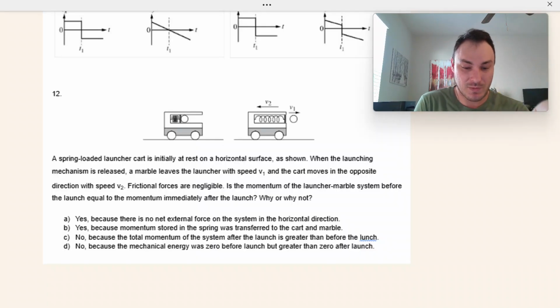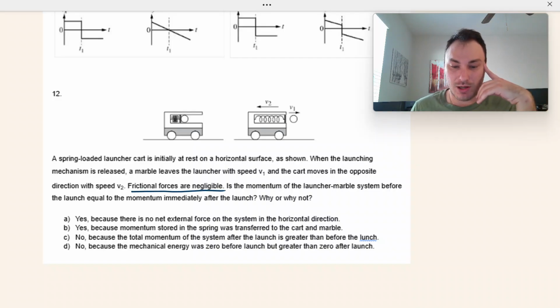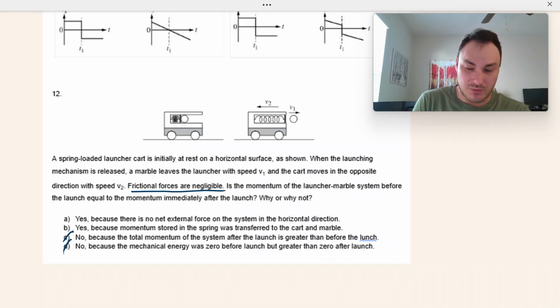Friction forces are negligible, which means there's going to be no outside force on the system, which means momentum is conserved. When in doubt, momentum is conserved. Like 99% of the collisions that you're going to deal with, momentum is conserved. The only time momentum is not conserved is when there's an impulse, and usually it's pretty explicit when there's an outside force causing an impulse. So it's not no, it's yes, because there is no external force, which is A.